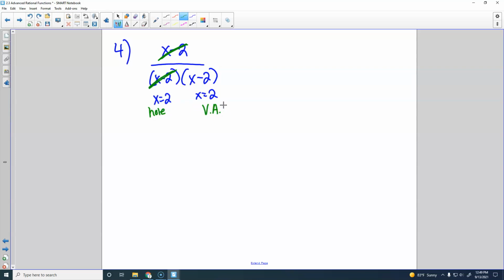But you can't have a hole and a vertical asymptote at the same place. Since these are the same, a vertical asymptote is always going to trump a hole. If there is a vertical asymptote, that is going to be your answer, because the hole sort of goes away since there's still a vertical asymptote there. So if you find a hole and a vertical asymptote at the same point, you're going to call it a vertical asymptote.